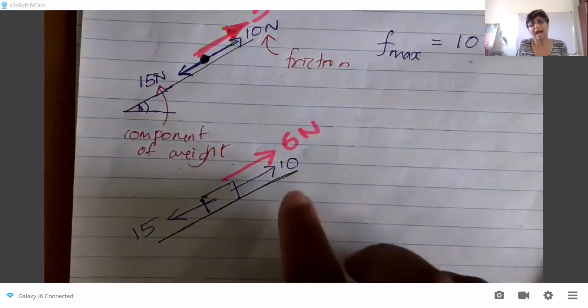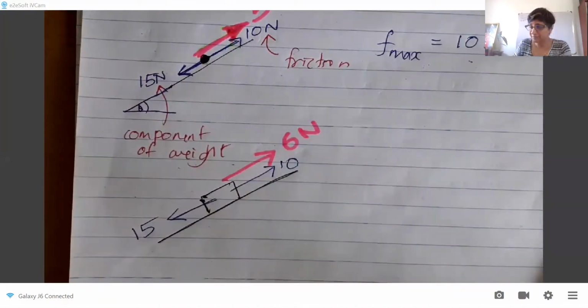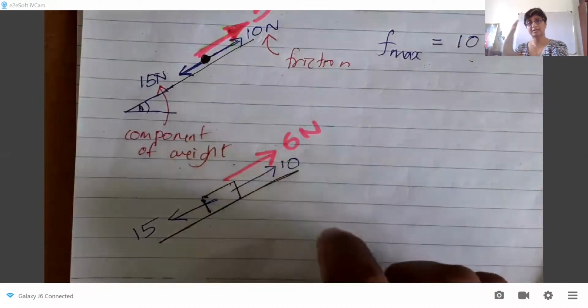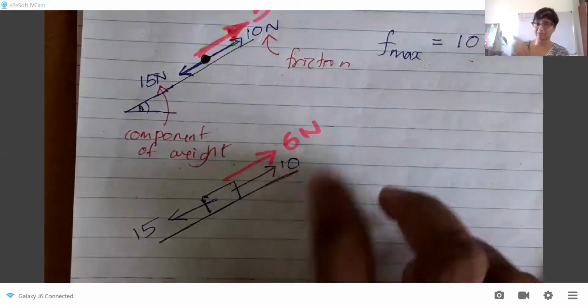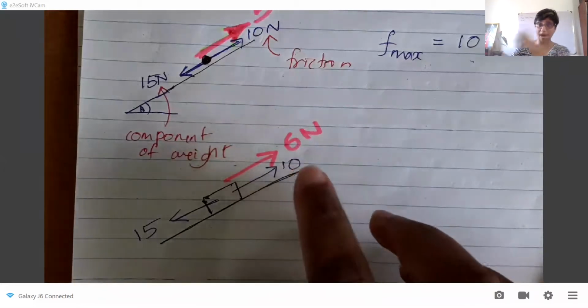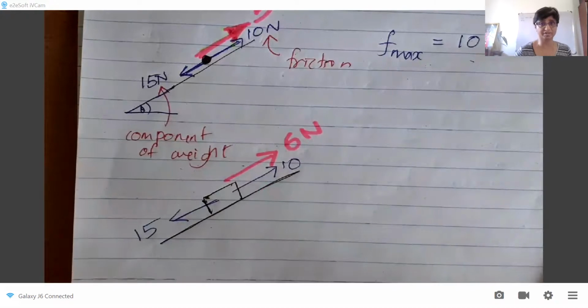If it stays at 10, now you have 16 acting up and 15 acting down, and then it should move up. And if it is moving up, friction should act downwards. Do you see, you bite your own tail? It doesn't work. You have marked it upward, but then the total force acting upward is 16, so it has to go up. But if it is to go up, this 10 can't act. It has to act in the other direction. That's all messed up.